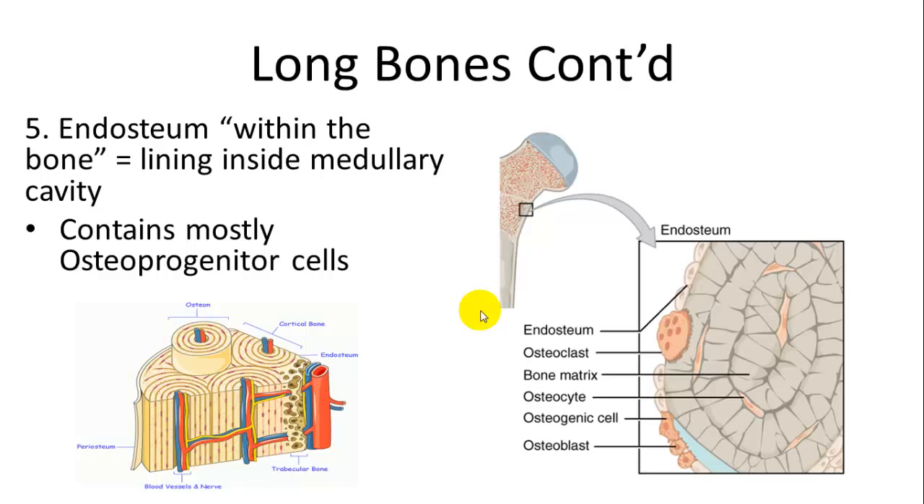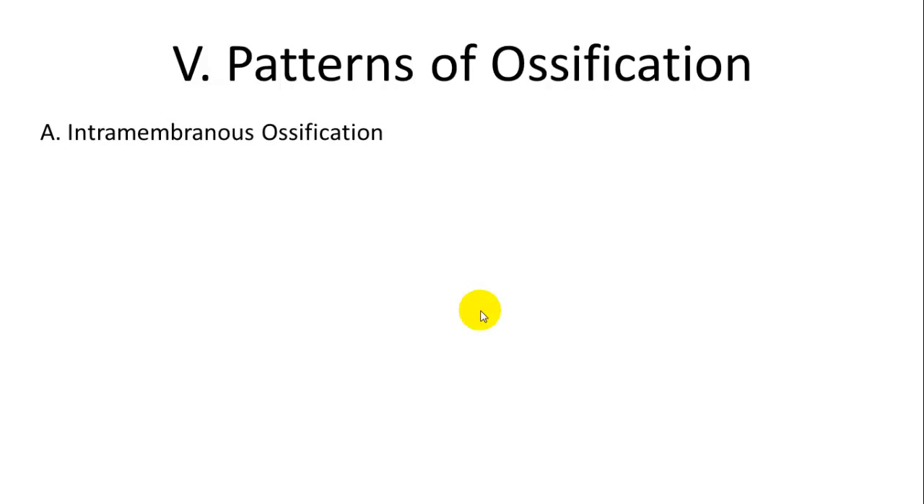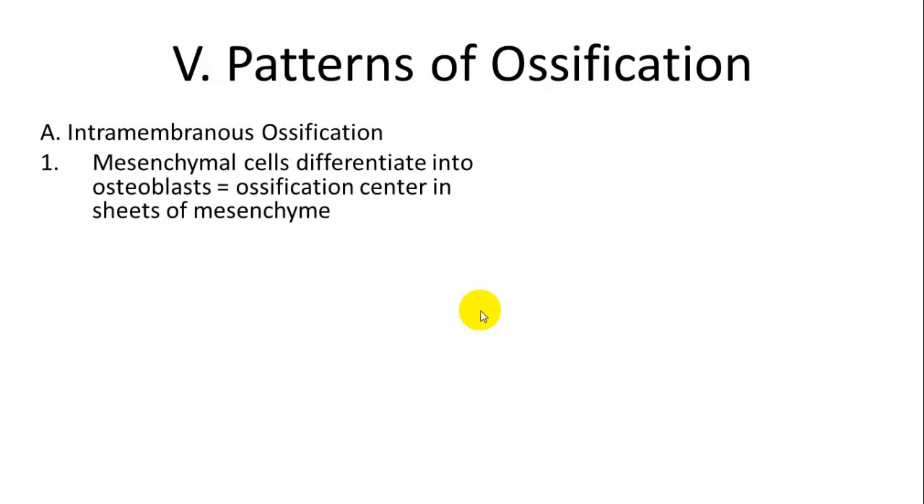But bones don't start out in your body, of course. They are formed over time, and there are two different patterns of ossification. The first that we're going to go over is intramembranous ossification. So intra means within, and membranous is referring to a membrane. So it's occurring within a membrane. The first step is the mesenchyme, which we all know is the precursor tissue to bone cells, differentiates into osteoblasts. And the osteoblasts then can secrete osteoid at what's called the ossification center.